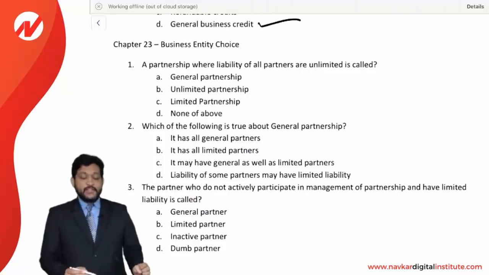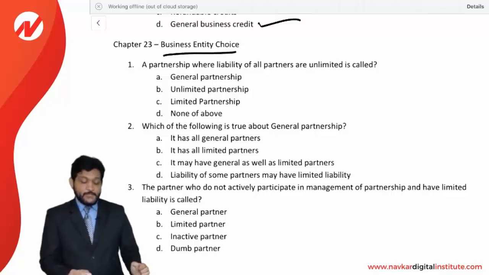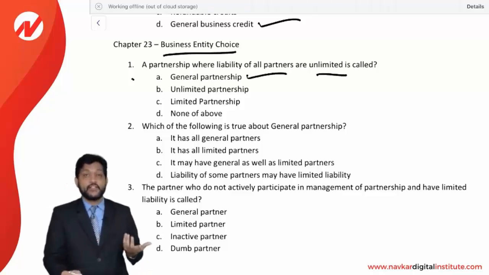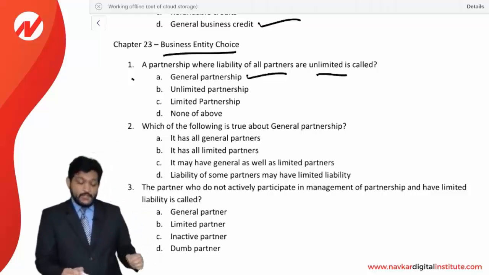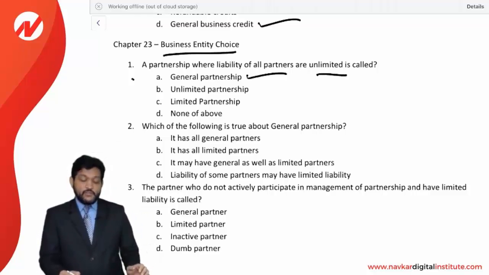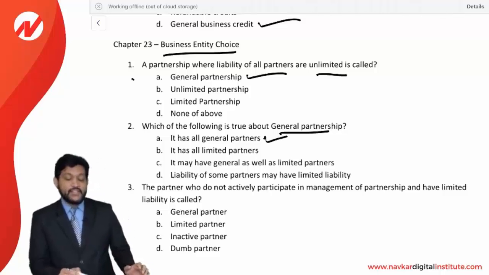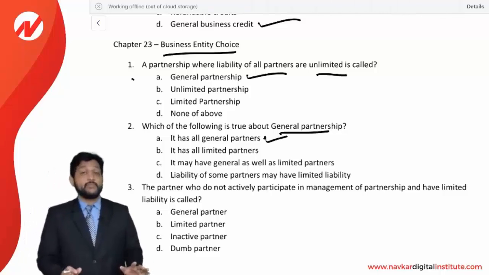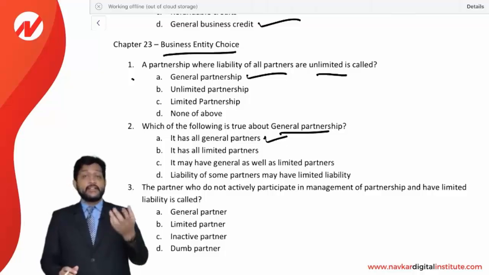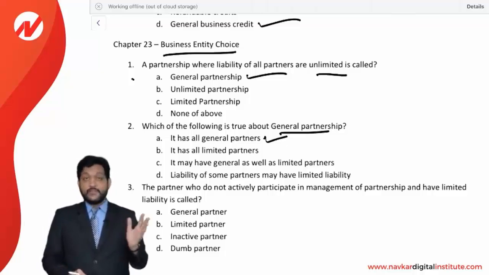Now friends, let us see the MCQs of business entity choice, chapter number 23. First, a partnership where the liability of all the partners is unlimited is called a general partnership, because in a general partnership all the partners are general partners and liability is unlimited. Which of the following is true about a general partnership? It has all general partners. That is a true sentence. A is the correct option. All general partners will be there whose liability will be unlimited. That is a general partnership. It cannot have a limited partner at all.